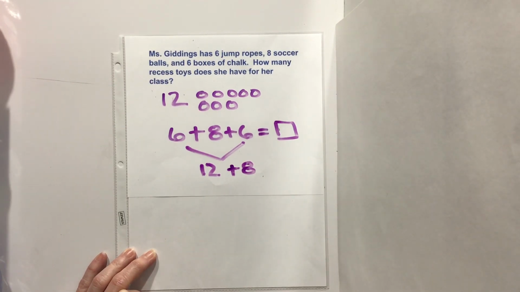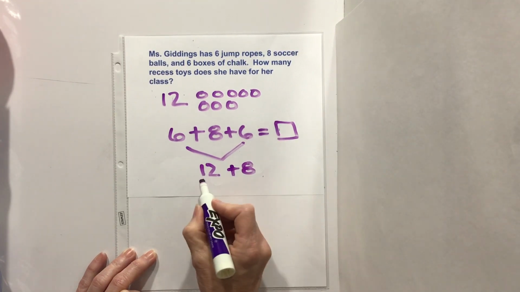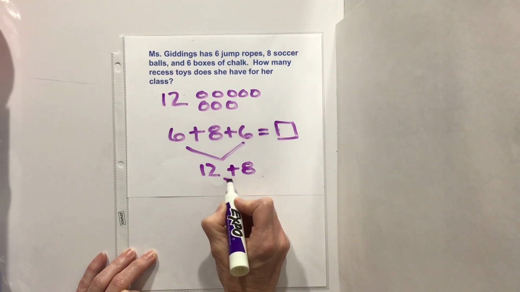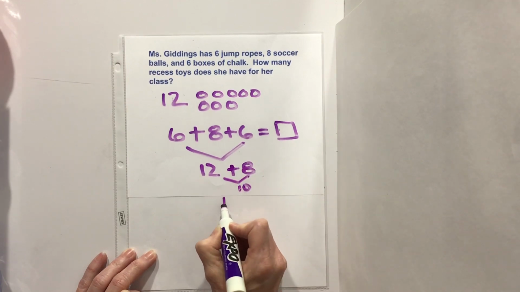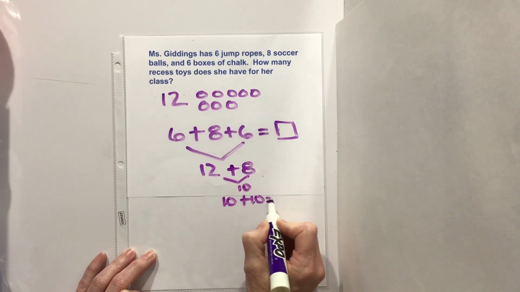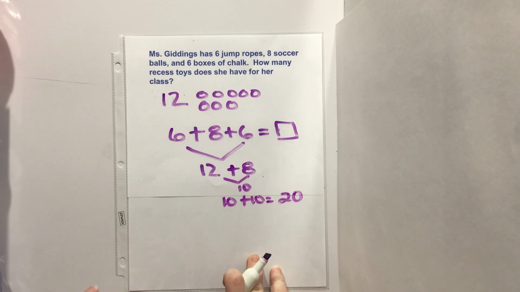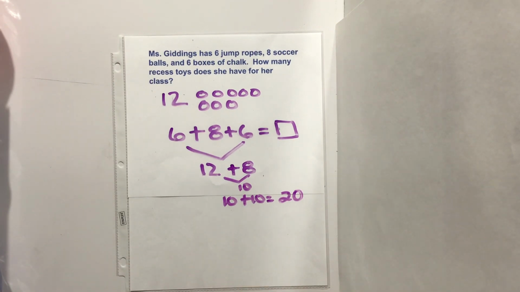Be mindful of what a student does when they add that 8. Are they counting on by ones, or are they using what they know about 10 to solve this problem? So I have 12 plus 8. 8 and 2 make 10, and 10 plus 10 is 20. So the answer to my problem is 20. Students should have numerous experiences with concrete models and drawings before moving to equations.